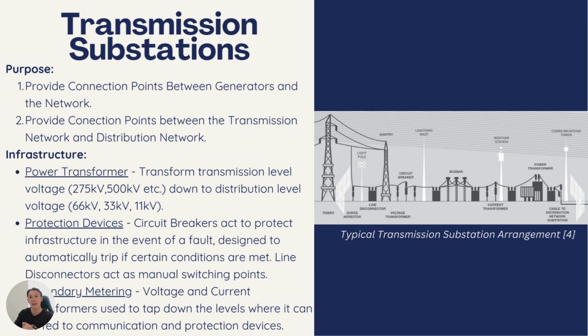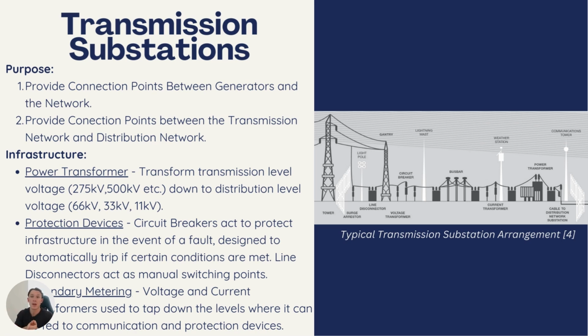Another bit of key infrastructure here is what we call secondary metering. These involve things such as voltage and current transformers, which essentially, through different turns and windings, tap the current down from operating current to levels that can be sensed by relays, and they can be fed to communication and protection devices such as the circuit breakers.